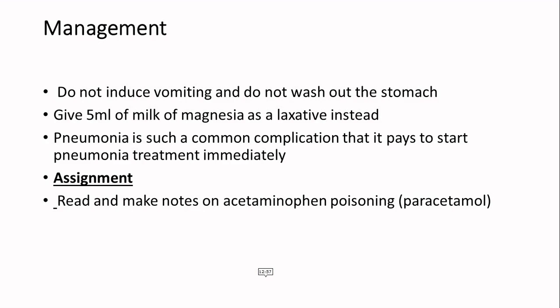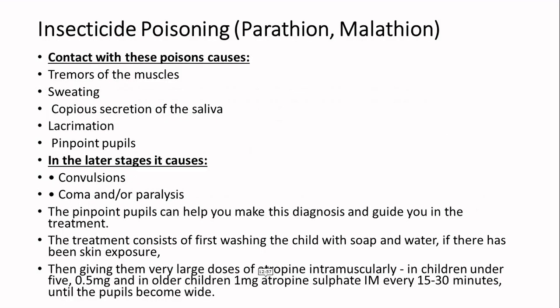Now, insecticide poisoning, for example malathion. When a child comes into contact with these poisons, they are likely to have tremors of the muscles, sweating, copious secretions of saliva, lacrimation, and pinpoint pupils. In the later stages, they can have convulsions, slip into coma, or have paralysis. Those are some of the manifestations of a child who had insecticide poisoning.